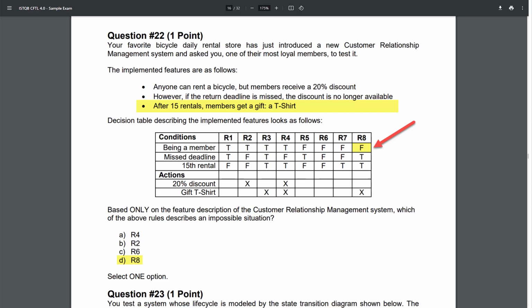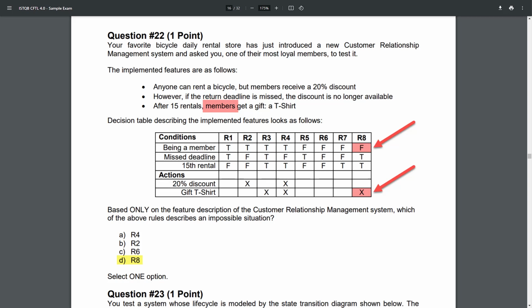As we see, the condition of being a member is set to false, just like in the previous rules. But there is one difference. In rules 5, 6, and 7, the action gift t-shirt is left blank. The action hasn't happened. But in rule 8, the action gift t-shirt is marked as having happened with a cross mark.